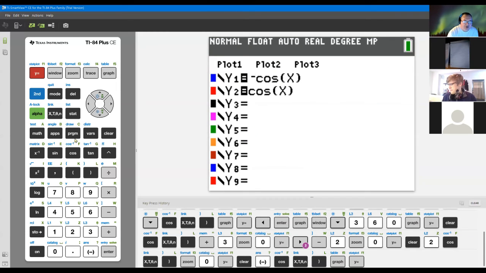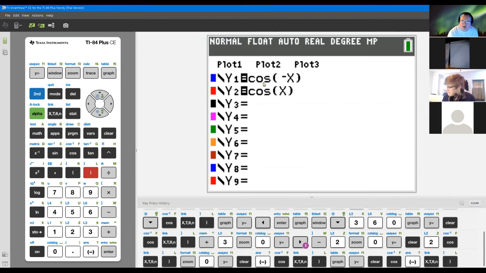For completeness' sake, let's do the other version then. So I'm clearing this guy out. And the other version is a cosine, but the negative is what I call on the inside, right? It's inside the cosine, right next to the x here. Now that's what a reflection in the y-axis looks like.